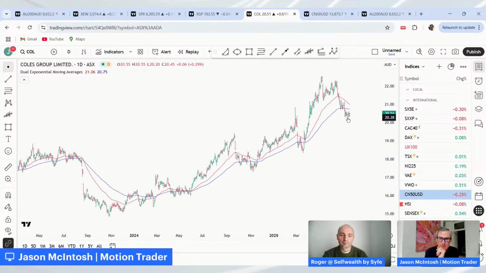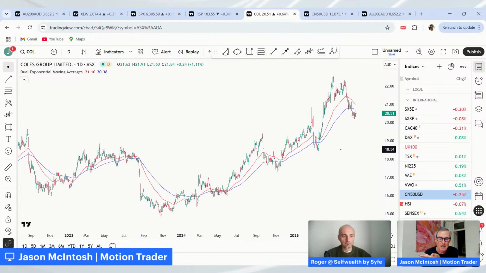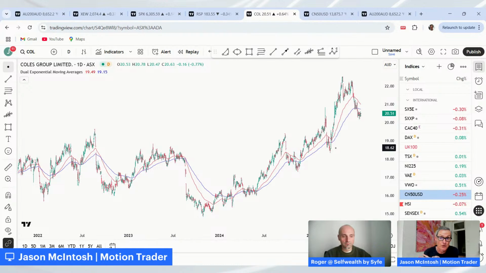Is this any different to what we saw in March or what we saw in November last year? It's potentially the same sort of thing where we've had a big rally, pullback, big rally, pullback, big rally, pullback. I'd be inclined to say the upward trend is still in place.